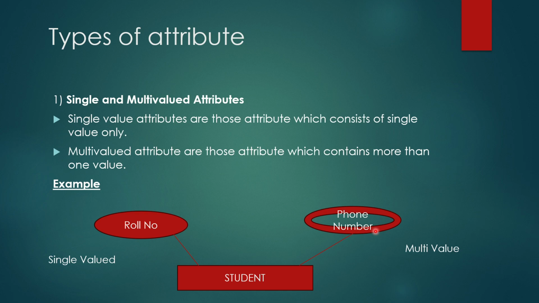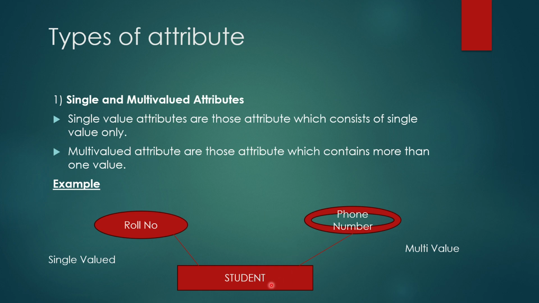Now there are a few types of attributes that we need to understand. The first one is single and multi-valued attributes. The single value attributes are those attributes which consist of only a single value, and the multiple value attributes are those attributes having more than one value.